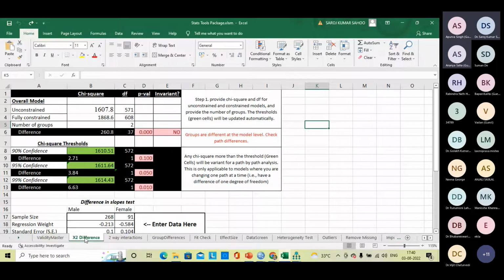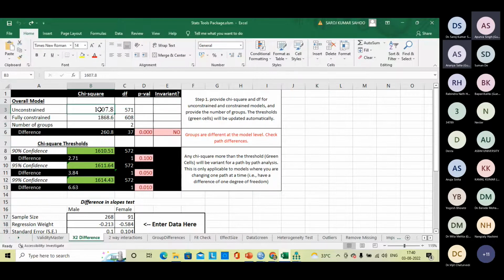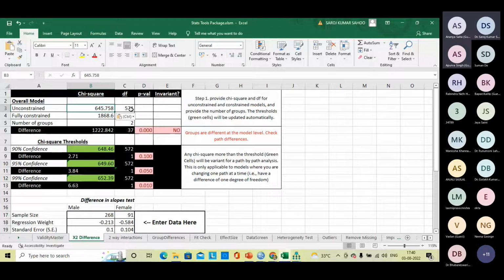So now go to the output. Click on the unconstrained. Copy the chi-square value. And please remember the degree of freedom, 398. Paste here. See, it is written unconstrained. Paste here, and the degree of freedom is 398.